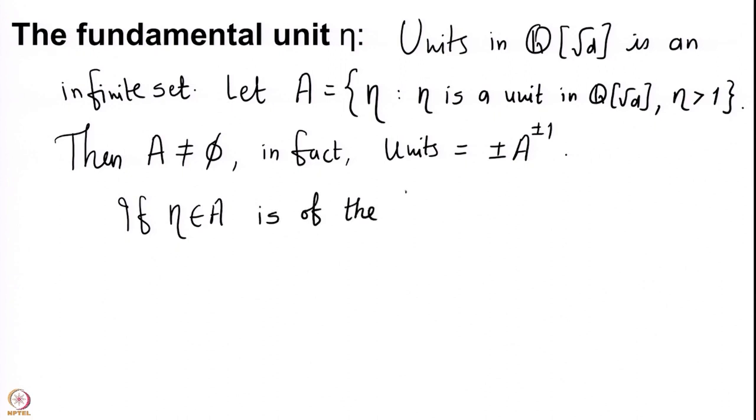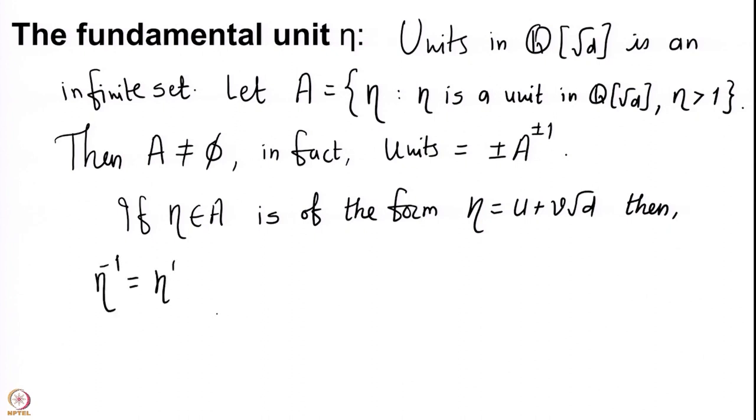If eta is equal to U plus V root D, then eta inverse is eta conjugate, because the norm of a unit is 1, and the conjugate is U minus V root D. Now, eta is bigger than 1, so its inverse is less than 1. So, this U prime is less than 1, and this implies that V has to be a positive number. V cannot be 0, because if V is 0, the only integer unit is going to be plus minus 1, but we have something which is bigger than 1.